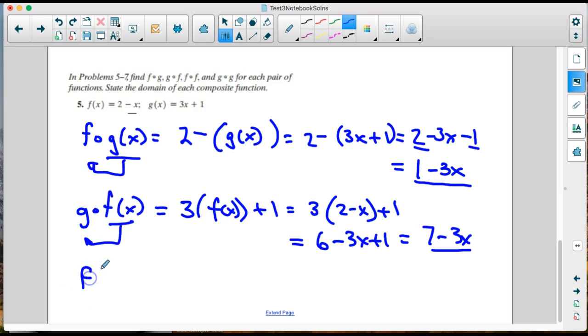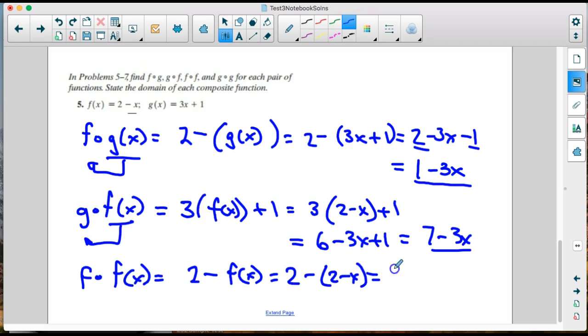Now, f of f of x, we're going to take 2 minus f of x, because we're plugging in f of x into f of x. So we're going to take this x value and make it f of x. So we're going to get 2 minus 2 minus x. Change the signs. 2 minus 2 plus x. So that's going to be just x for that one.